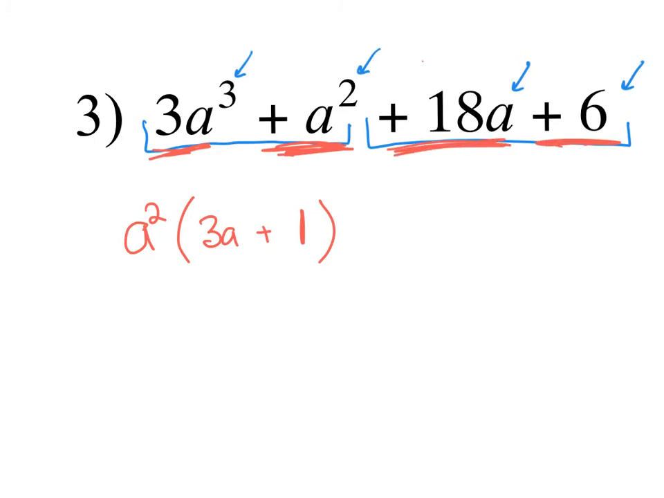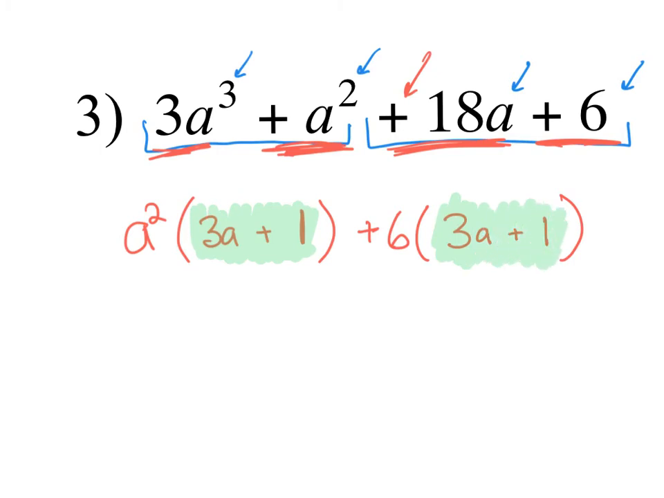18a and 6. And this is positive. So we're going to pull out a positive value. Let's pull out a positive 6. That's going to leave me with 3a plus 6 divided by 6 is 1. How do we know if we're on the right track? Check. Are my parentheses the same? If the answer is yes, you got it, you're on the right track.